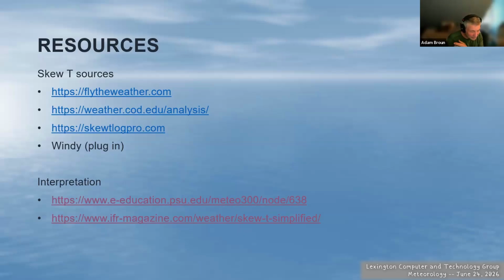But I can also be confident, if the neighbor says, are we going to get storms today? I can be more confident than the local weather person to say, yes, we are, or no, we're not, simply based on a quick look at a SKEW-T diagram. And that is it. Thank you so much.